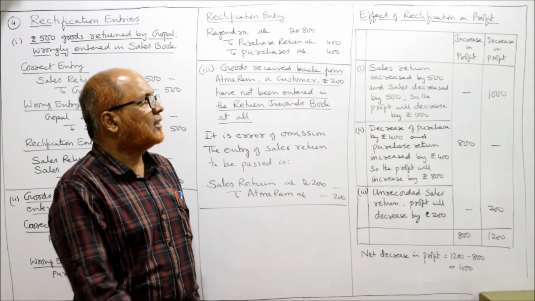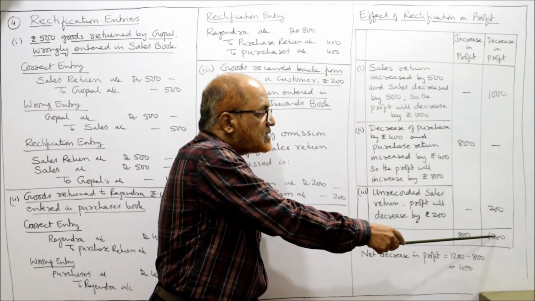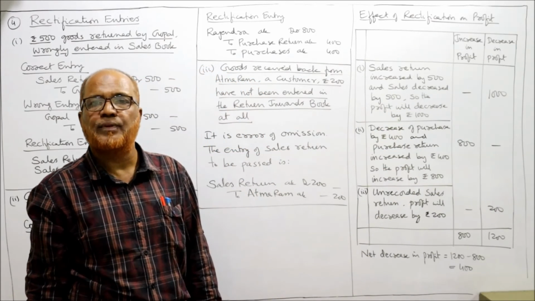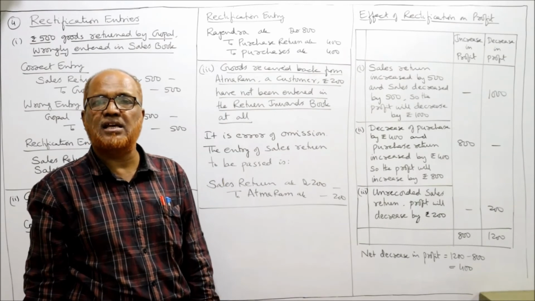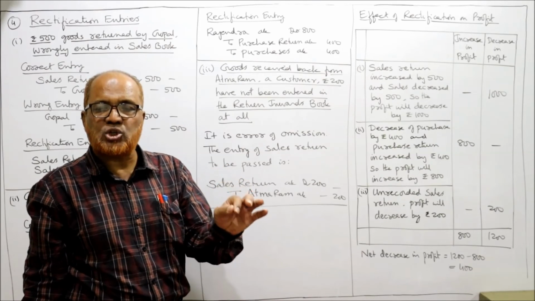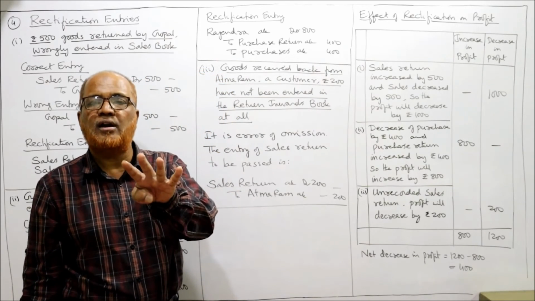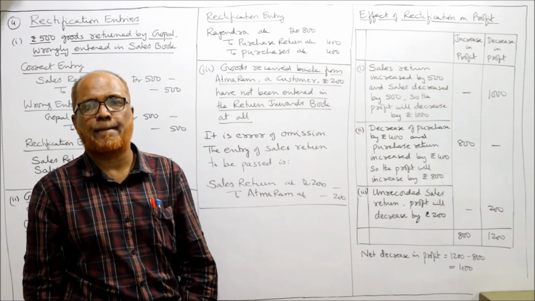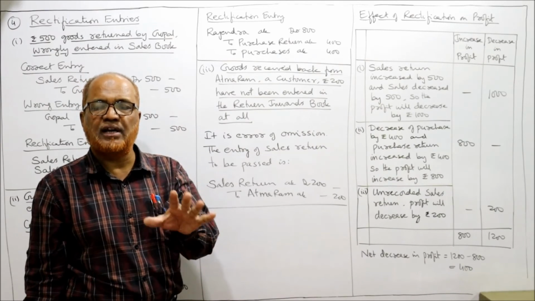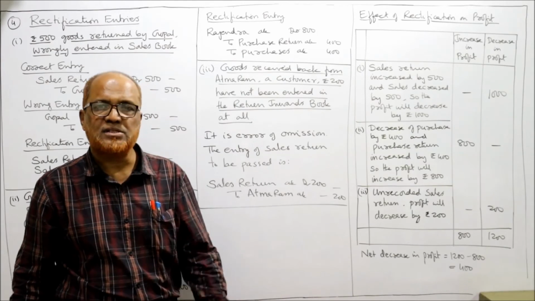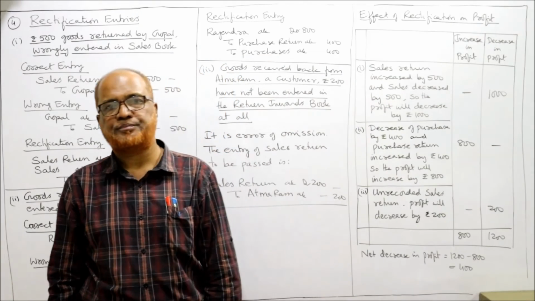Now ultimately, the total increase in profit is 800 and total decrease in profit is 1200. So 1200 rupees decreasing, 800 rupees increasing. The net effect on profit is 1200 minus 800, which is 400 rupees. The profit will decrease by 400 rupees. That's all. This is the end of problem number 4.